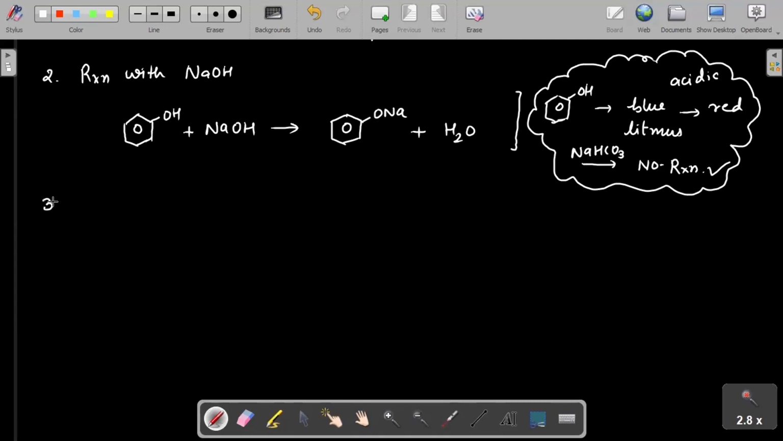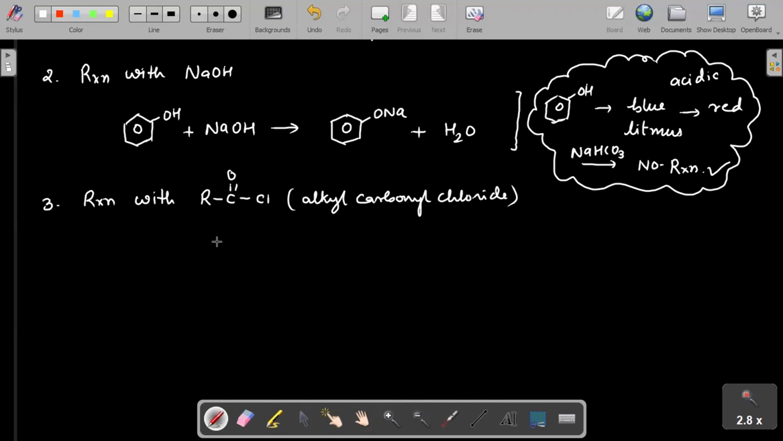Now let us see the third reaction of phenol. Phenol also reacts with acid chloride, thus reaction with acid chloride. How do we see the acid chlorides? Acid chlorides are R group, carbonyl carbon, and Cl. Call it acid chloride, alkyl carbonyl chloride, or you simply call it alkyl acid chloride.